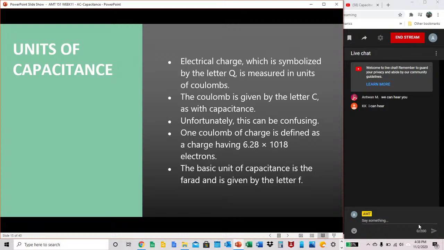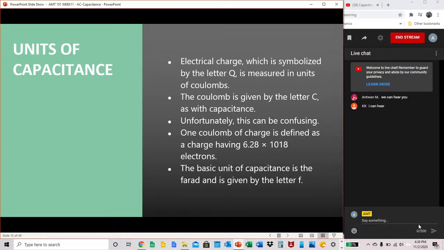Moving on, 1 coulomb of charge is defined as a charge having 6.28 times 10^18 electrons. That's just kind of dinner table knowledge or cocktail party information. That's not really ever something that you're going to have to calculate. The FAA doesn't really care that you know that. But just for your information, 1 coulomb of charge is defined as a charge having that many electrons.